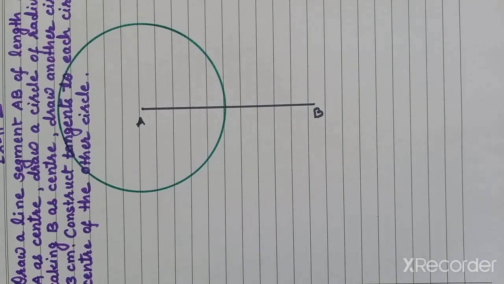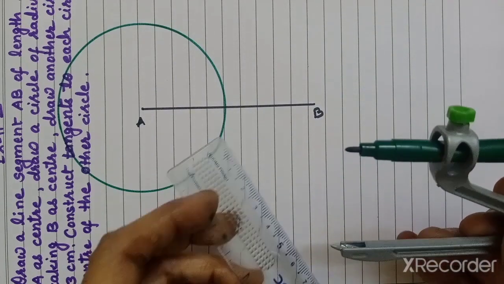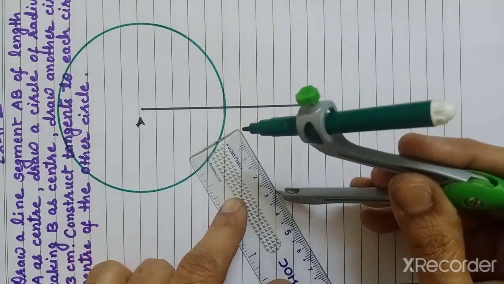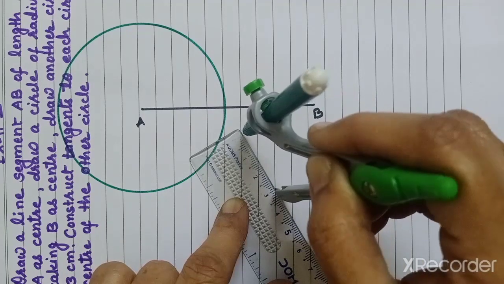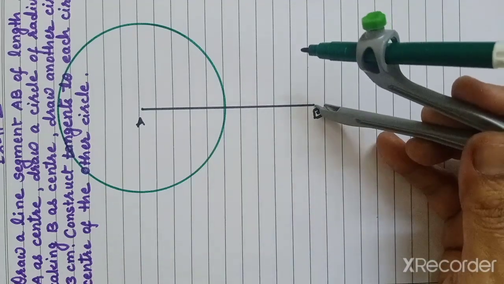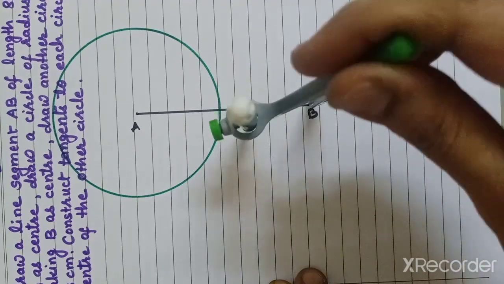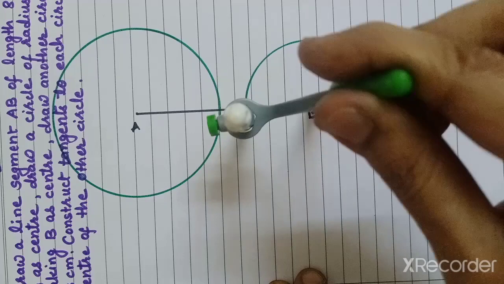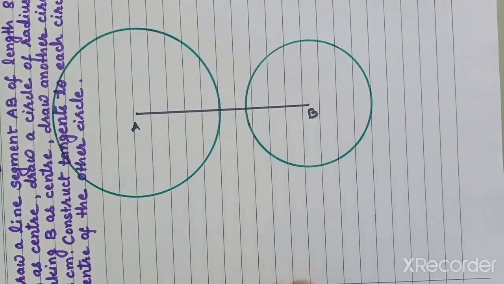Then with B as a center, draw another circle of radius 3 centimeter. So let us take 3 centimeter distance in the compass. Now with point B as a center, draw another circle. Done. Now what we have to do?